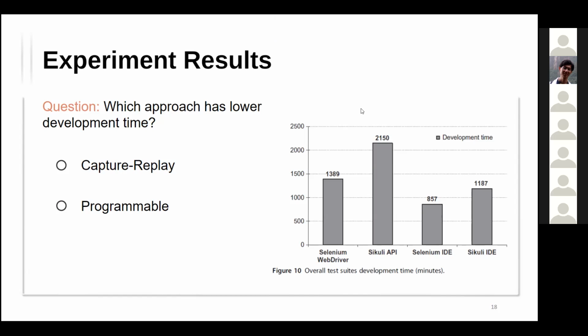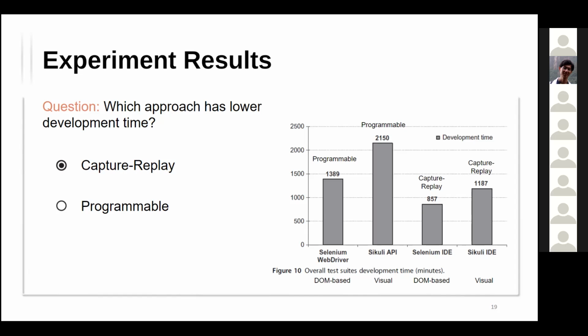Okay, so in this case, development time actually refers to the initial development of the test suite. So it has to be from scratch. So actually the one that has lower development time is capture replay, which is Selenium IDE and Security IDE. I think it's because it's easier for a tester to just click on elements on the web page and just record it, instead of having to make page objects and stuff like that.